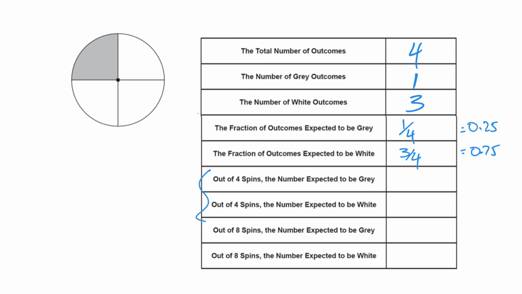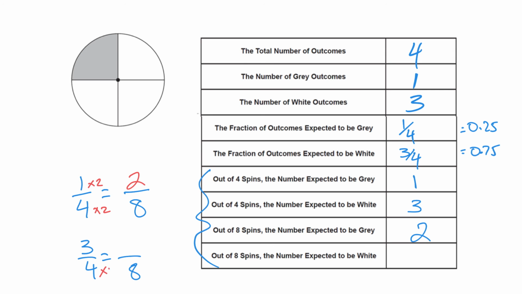So for these ones here, they're a little different. Out of 4 spins, how many should we get to be gray? So it's already given to us. You're supposed to get 1 gray. And out of 4 spins, you should get 3 white. The next one's a little different. Out of 8 spins. So you would write this. 1/4 equals out of 8. Multiply by 2, multiply by 2. This is 2. So you should get 2 grays. And for the white, it's 3/4 out of 8. Multiply by 2, multiply by 2, you get 6. And you should get 6 white outcomes.